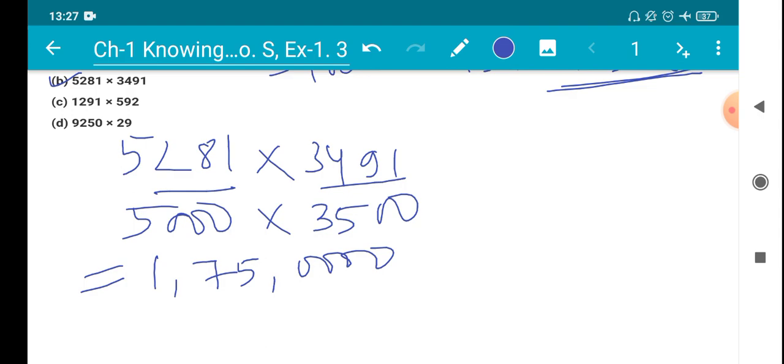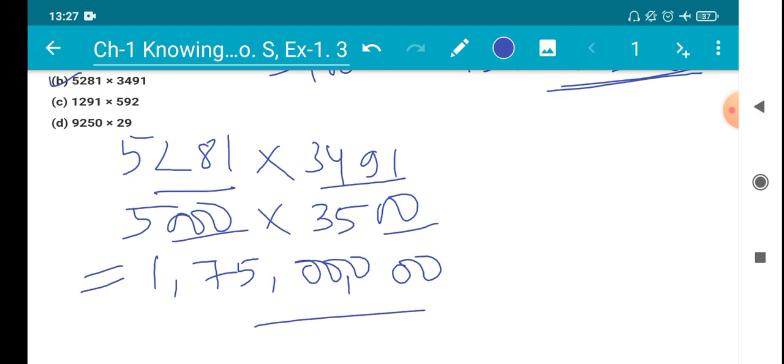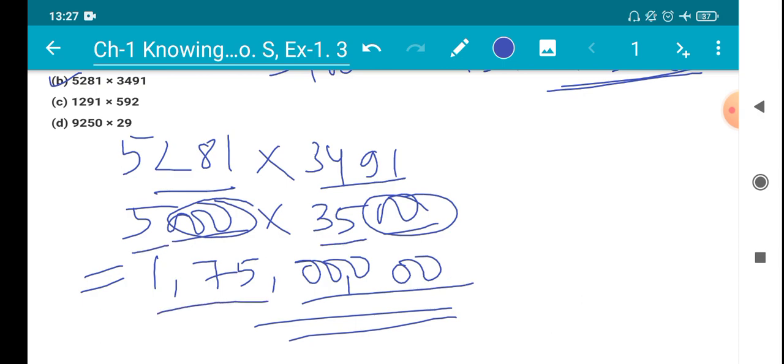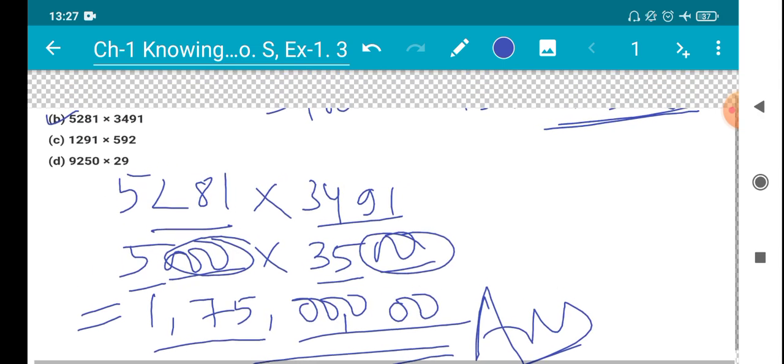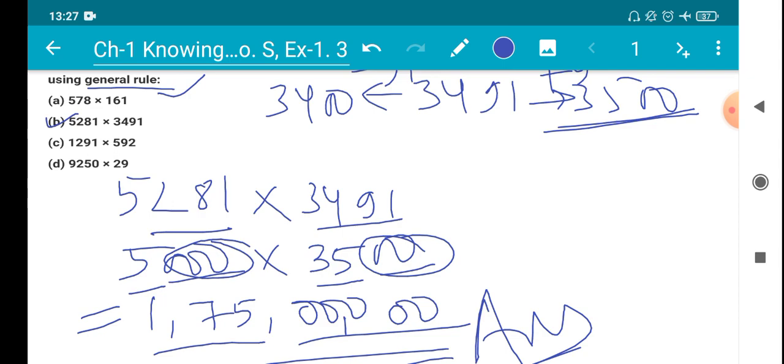This is how we do it. How many zeros are there? 1, 2, 3, 4, 5, that's why 00000, and 35 into 5 is 175. Or you may do it step by step, as we used to do multiplication in earlier classes. So this is how we get the answer. I hope this is understandable. I have told you it is a general rule, so you can convert the number by rounding off to the nearest thousand or nearest 100 value.